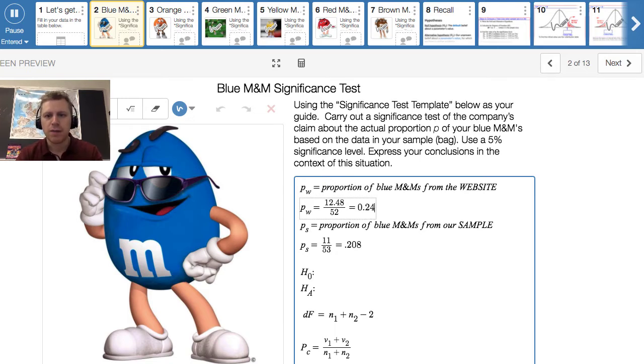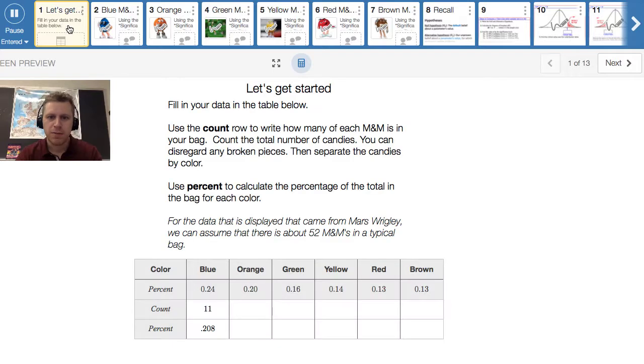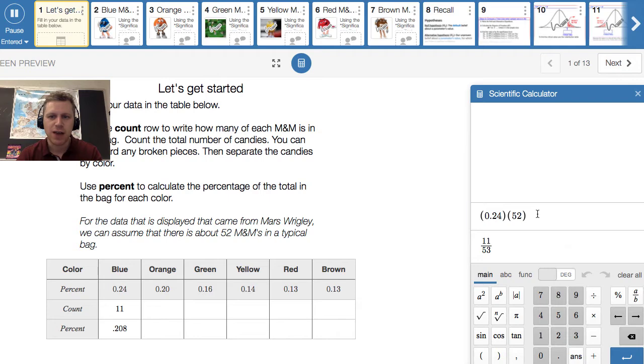Now, if you're wondering, Mr. R, where did that 12.48 come from? Where did that 52 come from? I'll show you one more time. Back here, they said 24% of these were going to be blue, right? And they also said here that the bag contains 52. So I just wanted to figure out how many were blue. I just did 24% of 52, which means there should be 12.48 blue M&Ms.